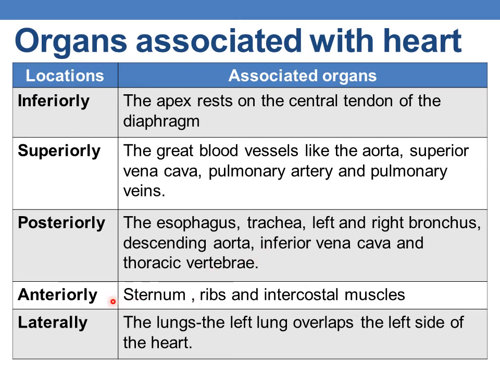Anteriorly, the organs associated are the sternum, ribs and intercostal muscles, whereas laterally the organs associated with the heart are the lungs, and the left lung overlaps the left side of the heart. So these are the various locations and the various associated organs.